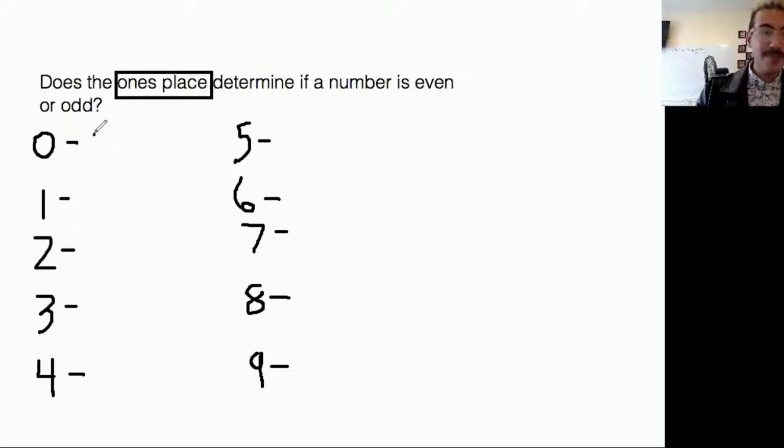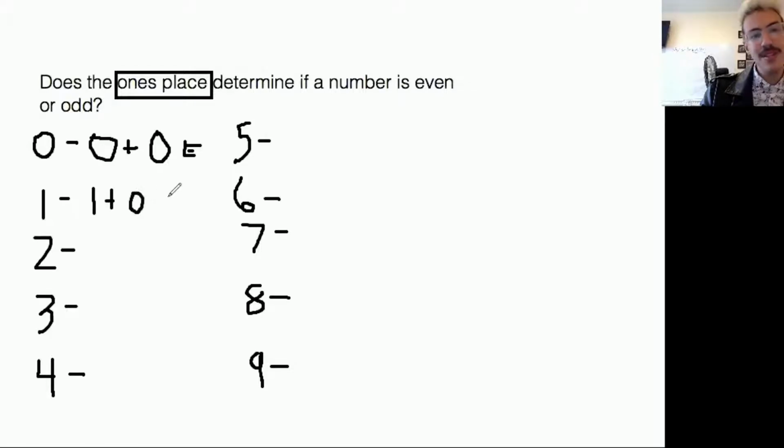So 0 is a little tricky, but 0 can be seen as 2 groups of nothing. And because it's 2 groups of nothing, that number is even. 1 is 1 plus 0. So when you're a 1, you automatically have the 1 left over. You have nothing else, so you're odd.